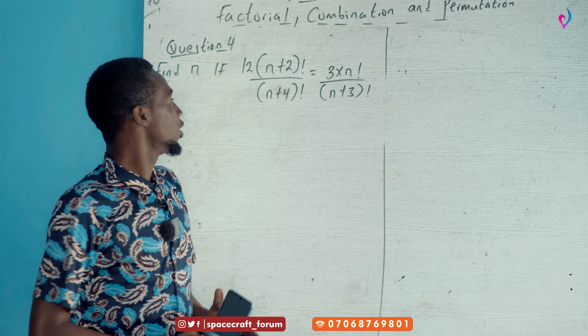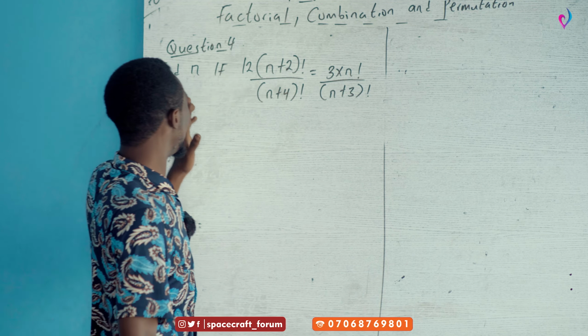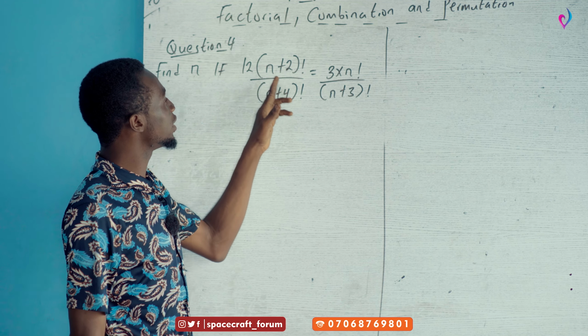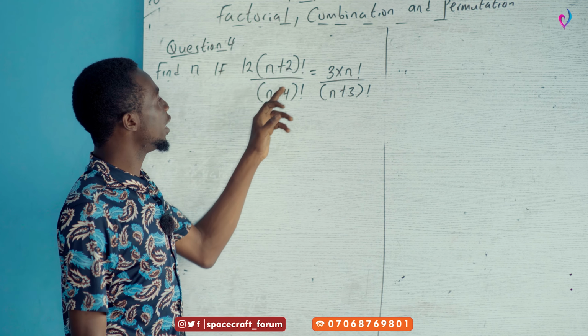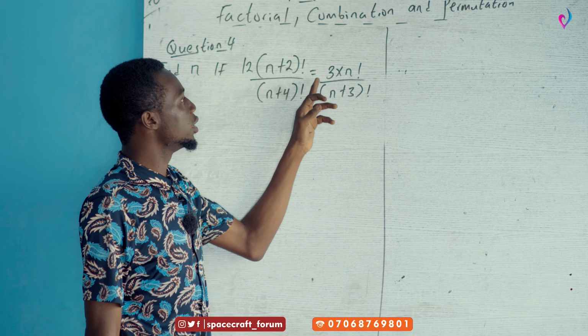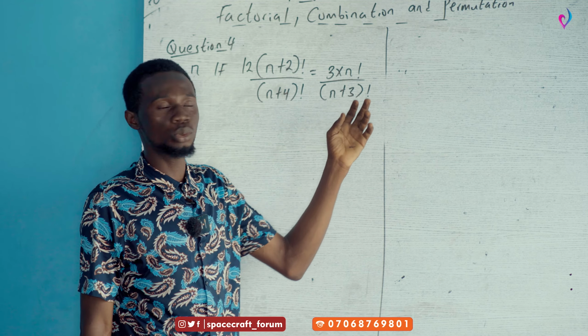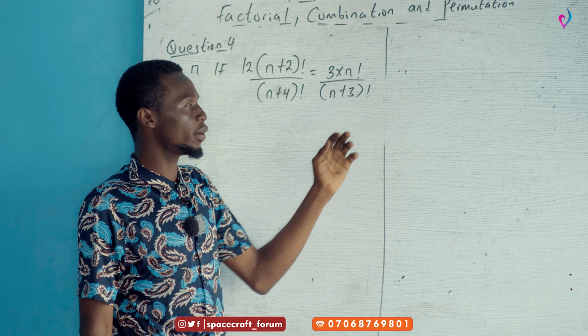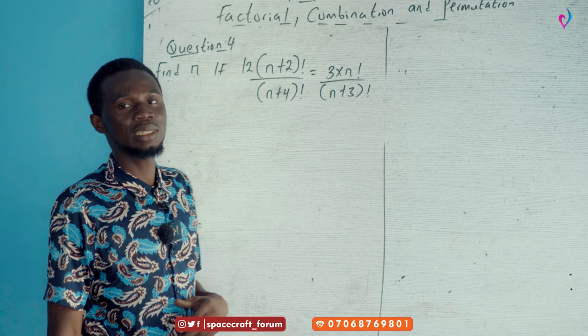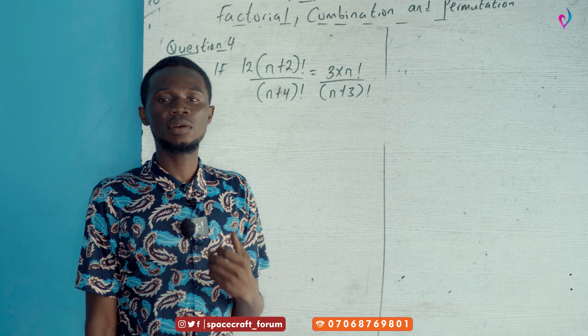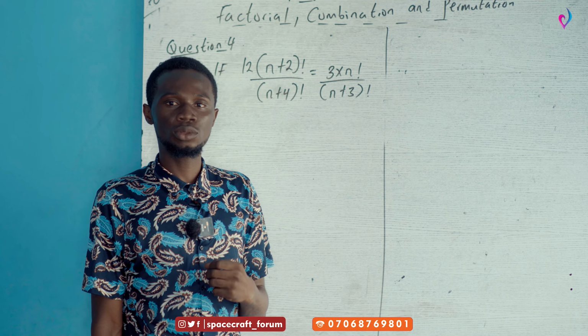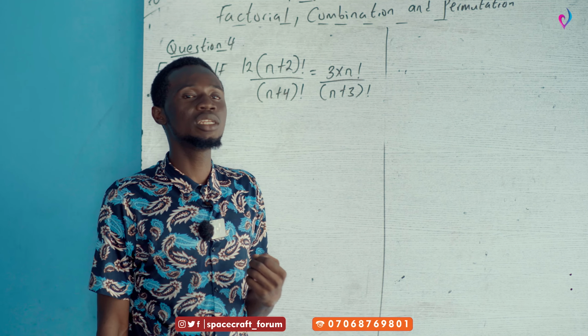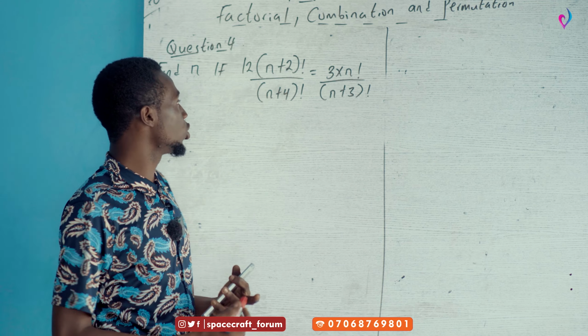Number 4. Question number 4 says find n if 12 into bracket n plus 2 factorial divided by n plus 4 factorial is equal to 3 times n factorial divided by n plus 3 factorial. The method under this is that you have to reduce the largest factorial to the smallest factorial. You are going to assume that your n is any number. Let's assume that the n is equal to 3.